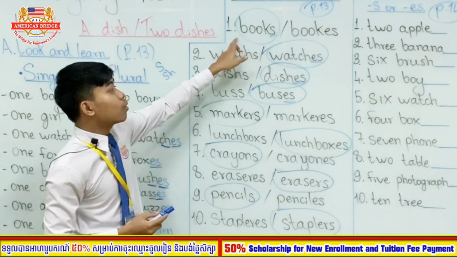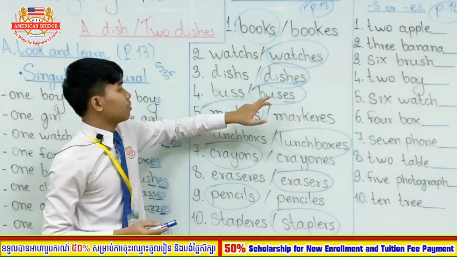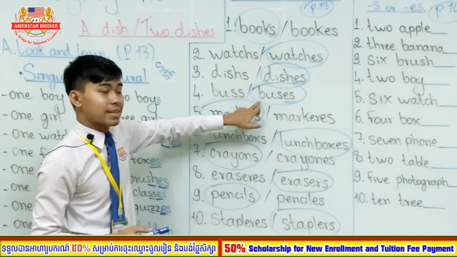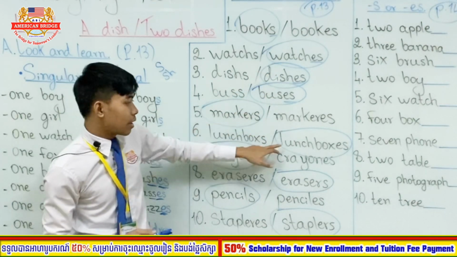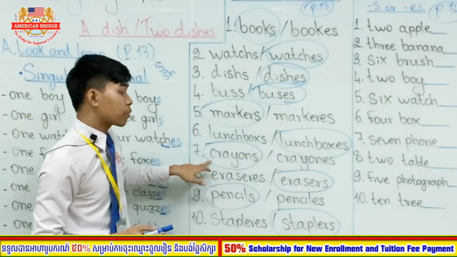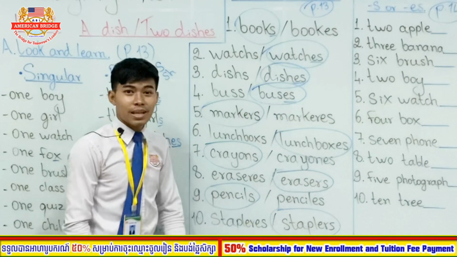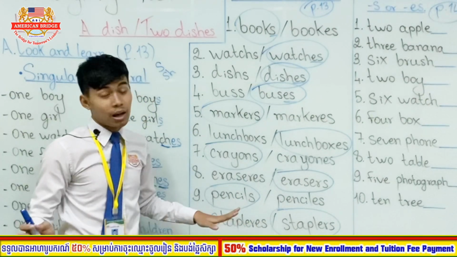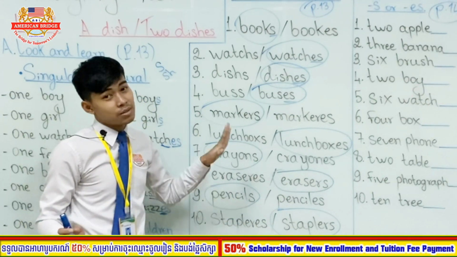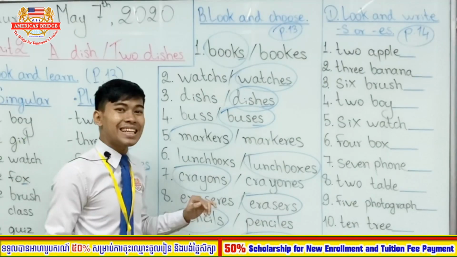So we have books, we have watches, we have dishes, we have buses, we have markers, we have lunch boxes, we have crayons, we have erasers, we have pencils, and we have staplers. Whew. Now we have finished exercise A and exercise B. Let's go to exercise D.